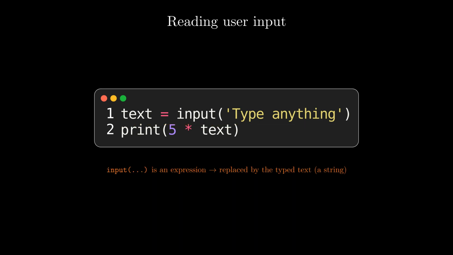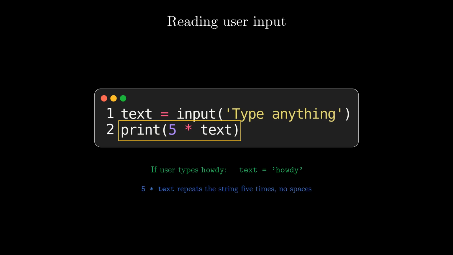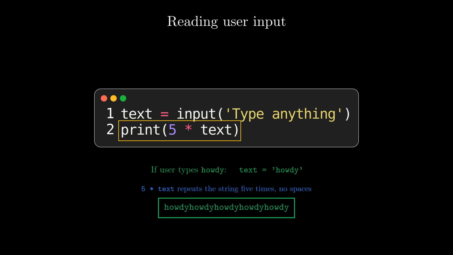Think of input as an expression that gets replaced by whatever the user typed, always stored as a string. If the user types howdy, the first line becomes equivalent to setting text to the string howdy. The second line prints 5 times text, which repeats the string 5 times with no spaces in between. Howdy, howdy, howdy, howdy, howdy.